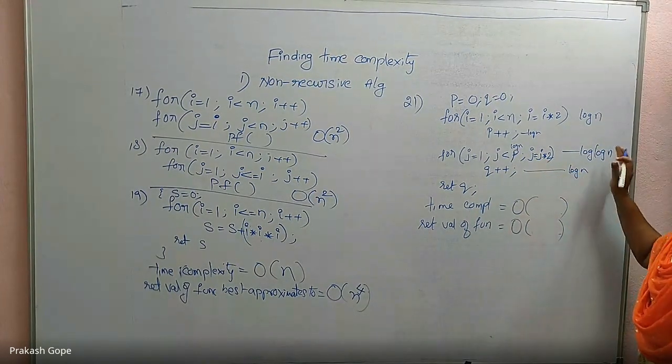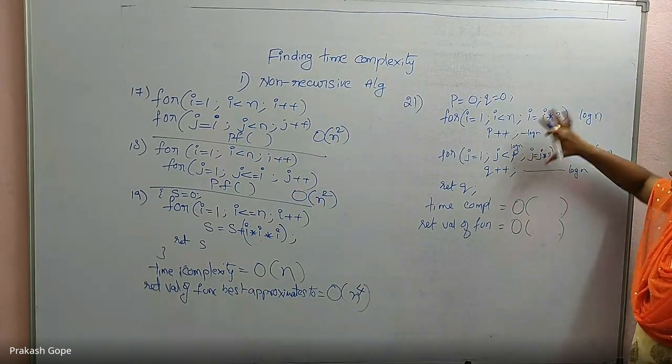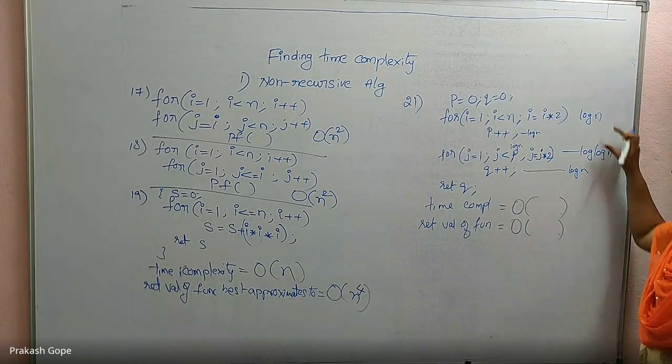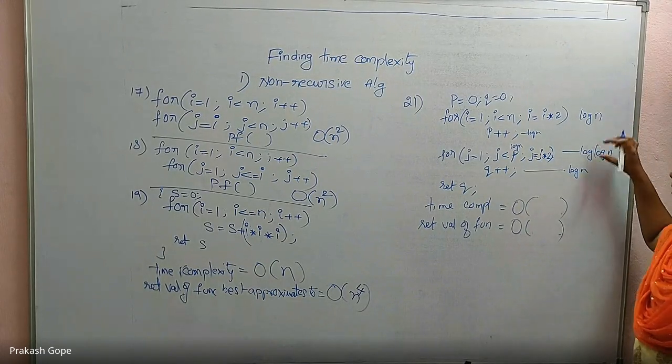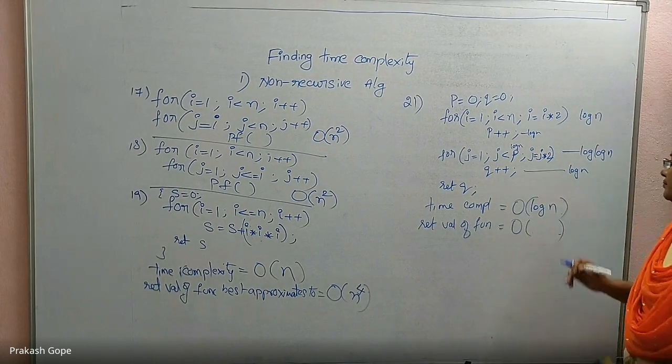Okay, that's fine. This is log n, this is log of log n. So the time complexity is the sum of these two. Sum of these two is the maximum of these two. This is log n, a big value. Log of log n is a small value. So the time complexity is still log n.